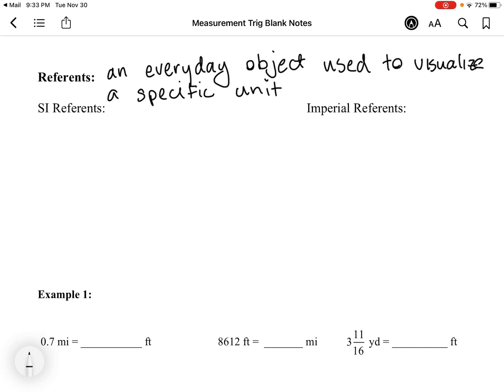Okay, so these are just examples that I'm coming up with for reference that I use quite a bit, but you can come up with your own. Okay, so for 1 millimeter, I think that's about the thickness of a dime.